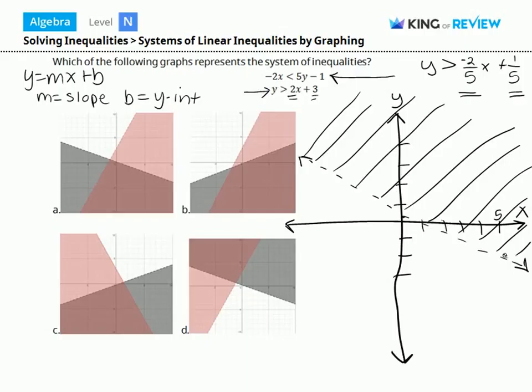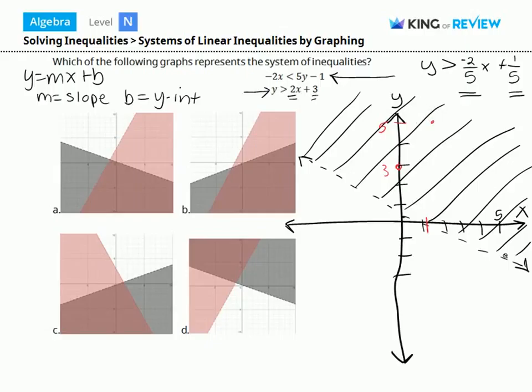And for the second inequality, I'll graph this in red so we can see the difference. So y is greater than 2x plus 3. So our y-intercept is 3. Here's 3. So right here is the y-intercept. And our slope is 2, positive 2. So this means up 2 over 1. So up 2 over 1 is here.